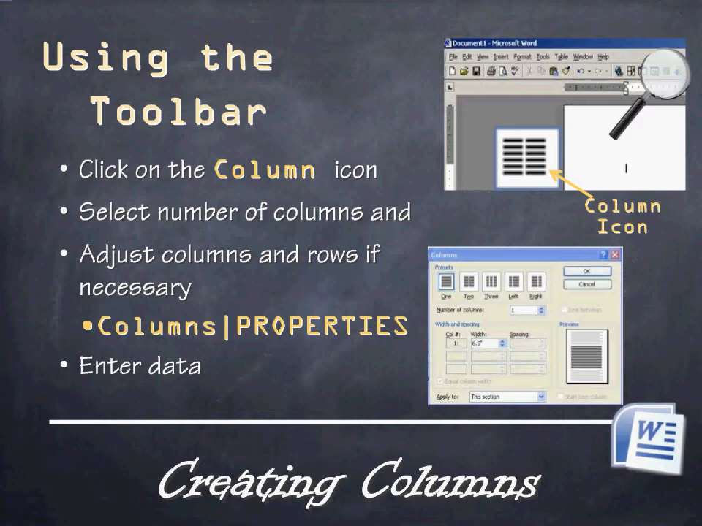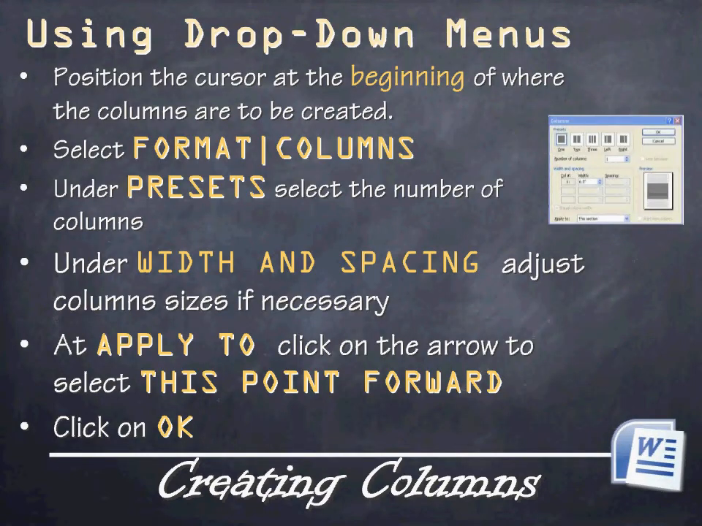You have your columns. So the other way that you can insert columns is to do so after you've already written your text. And when you do this, you can select your text or position your cursor at where you want the beginning of the columns to occur in your document. Once you've done that, you're going to select the Format drop-down menu, then select Columns. Under Presets, select the number of columns. And again, you can choose 1, 2, 3, or however many you want. Under Width and Spacing, you can adjust the columns if necessary. At the Apply To section, this is where you want to click on This point forward, and therefore the text after your cursor will then become columns. And once you've done that, hit OK, and there you have it.